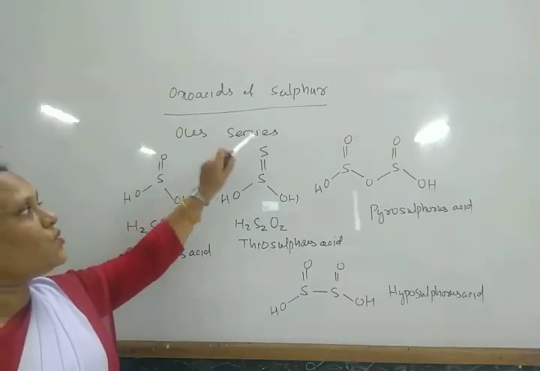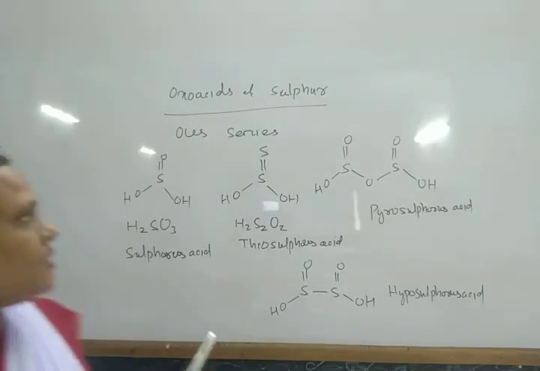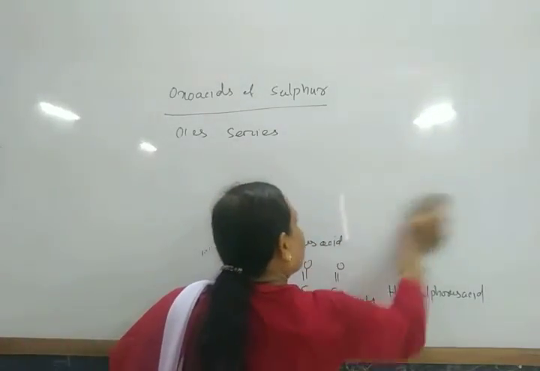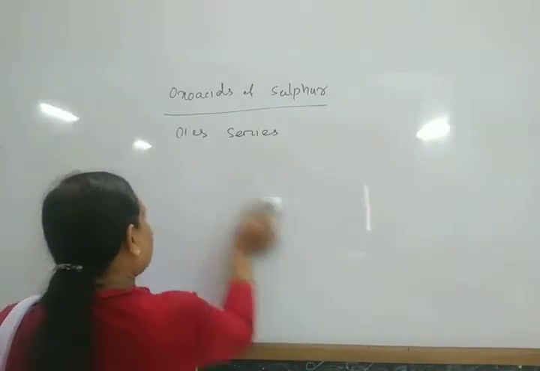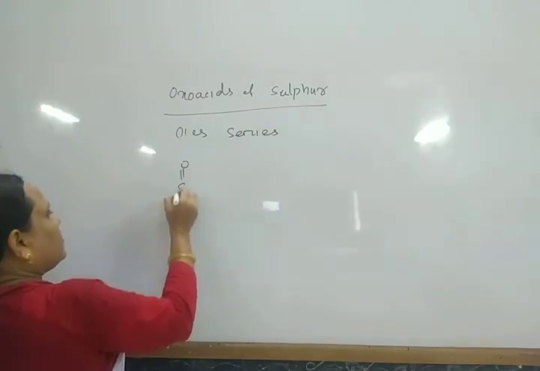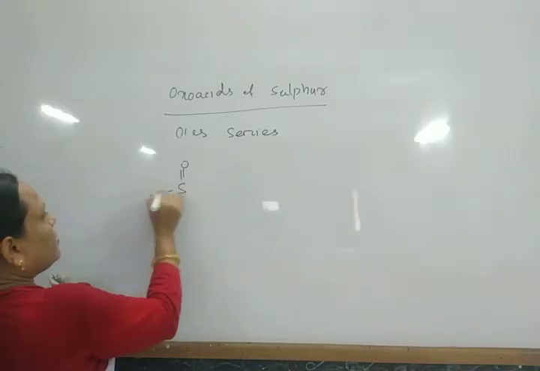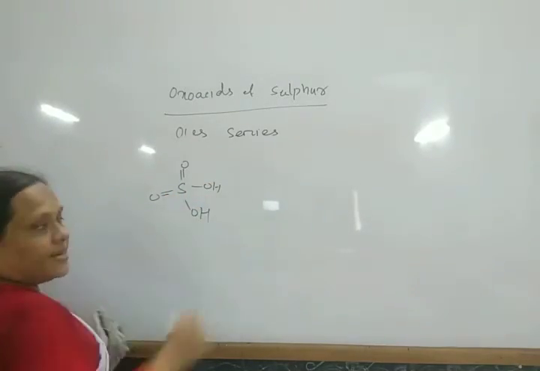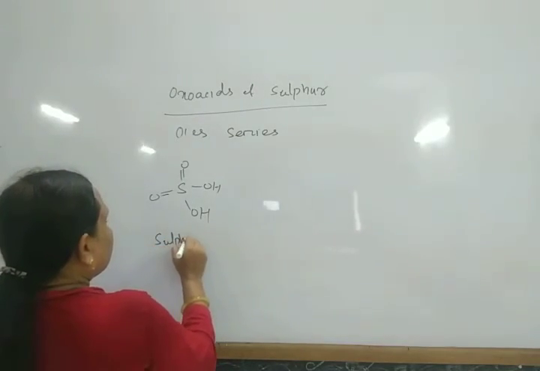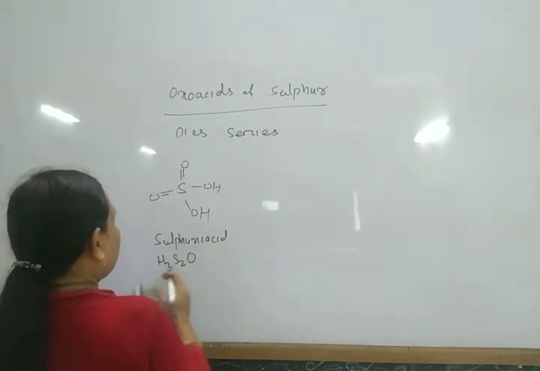Similarly, the OIC series also forms different types of oxo acids. Look at their structures. S double bond O, and here double bond O, OH, OH. It has a tetrahedral shape. So this is sulfuric acid, with formula H2SO4.